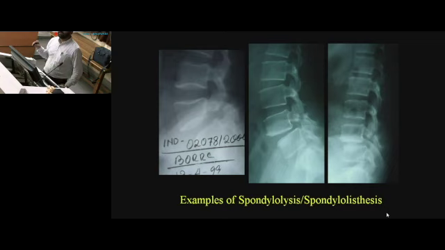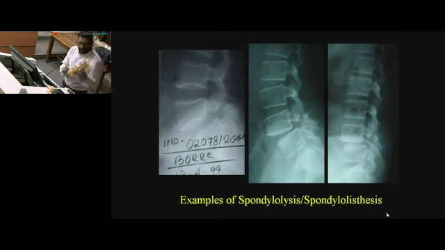The pars is defective. See, the pars is here. What is the pars basically? If you see this spine, the pars is the area between the vertebral elements. So from X-ray you get an idea of what is actually happening. Okay, then you order your MRIs and then you will get a clear picture about the thing.